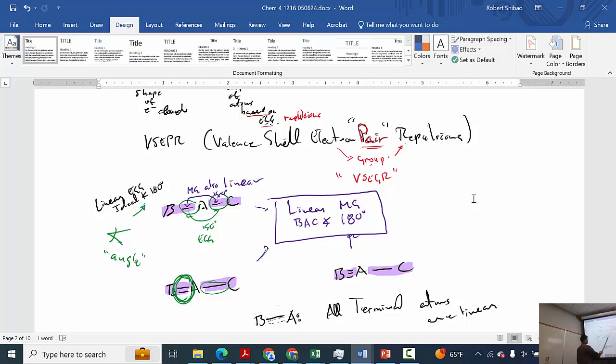That would be in the green. But what we want is we want the molecular geometry. The molecular geometry is the geometry of the bonded atoms. When we look at the bonded atoms, B and C, we also see that's linear. And therefore we say it has a linear molecular geometry with a BAC angle of 180 degrees. Now angles are going to be defined by three atoms, B, A, C in this case, or C, A, B. That angle is 180.